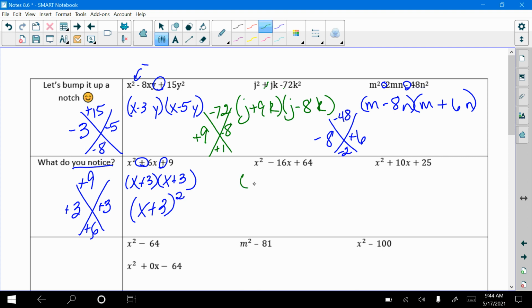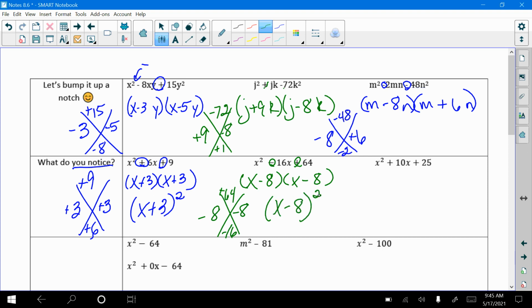This next one, I'm going to have x and an x. I want factors of 64 that give me negative 16. Same signs, both negative. And again, I know that 9 is a perfect square, so I did 3 and 3. I see that 64 is a perfect square. So if I were to try 8 and 8, well, 8 plus 8 is 16. Negative 8 plus negative 8 is negative 16. So 8 and 8, which I know then is x minus 8 quantity squared. So it's kind of a special one. Okay, so these are specials.